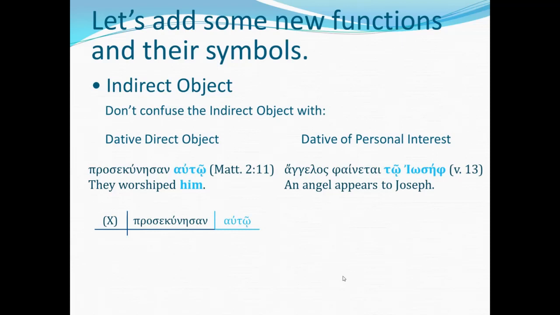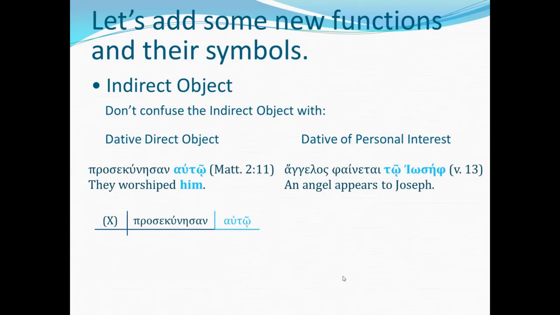So we would not want to diagram to Yosef in verse 13 of Matthew 2 as an indirect object. This is what's called the dative of personal interest. The verb is intransitive, and the dative case is typically given some advantage or disadvantage as a result of the action of the verb. Here, clearly, it would be a matter of a positive interest, the advantage idea, the angel appearing to Joseph's advantage.